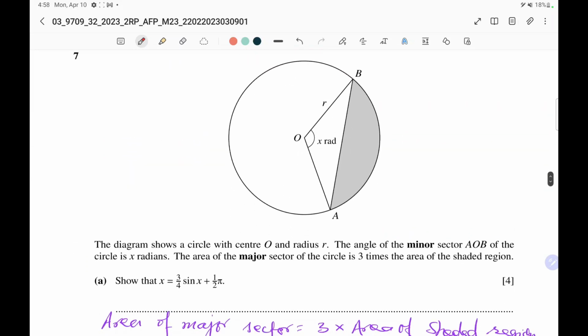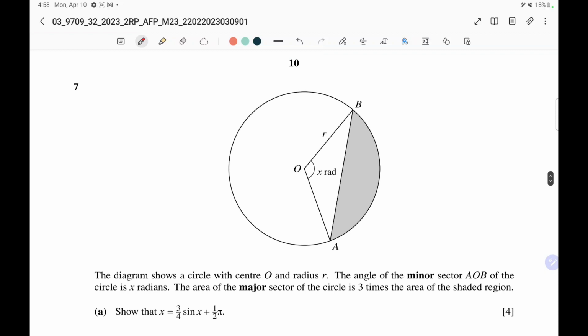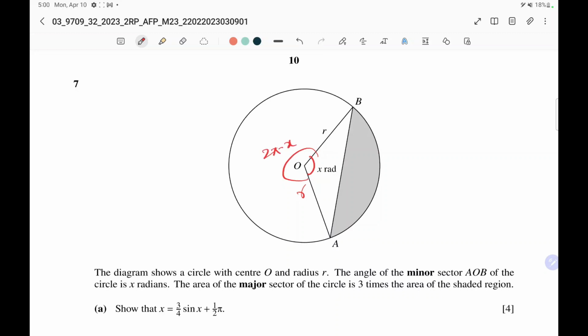Now question number 7. The diagram shows a circle with center O and radius r. So this is r. The angle of minor sector AOB of the circle is x radians. The area of the major sector of the circle is 3 times the area of the shaded region. So this angle is x, so this will be 2 pi minus x.